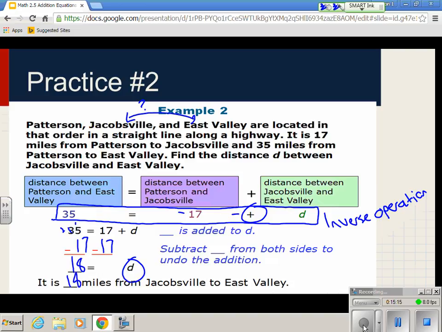Okay. Again, how can we check to make sure that's right? Do 35 equals 17 plus 18. We're basically taking d and we're putting 18 in for it. And it balances, nice and equal, so it is the correct answer. 18 miles from Jacobsville to East Valley. If you got that right, I want you to go find someone in the class and give them a high five.